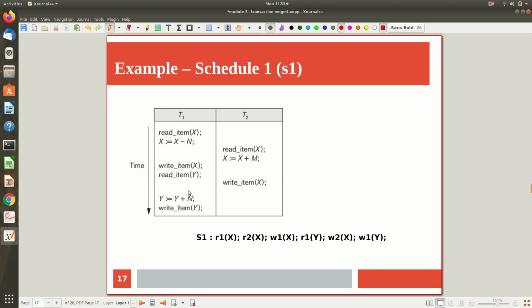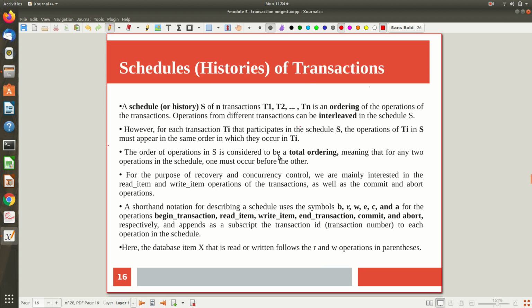Within a transaction you are not supposed to change the order in which the operations occur, but overall you can let T1 proceed first, then T2, then maybe T3. Like that you can have an ordering among the operations between transactions. But if you change the order within a transaction, definitely that is going to result in a different transaction. It is not going to give you the same result we are expecting. So you can keep that in mind.